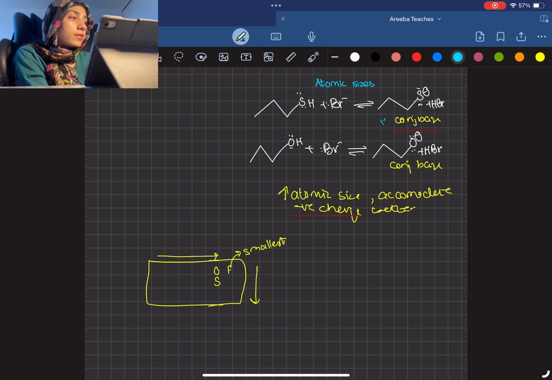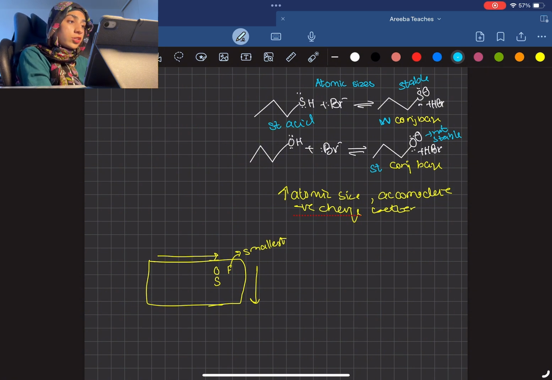So that means that in the above diagram, the one with the sulfur is going to be weak because the negative charge on sulfur is stable. If it's stable, it has low energy. It has low energy, it is weak. So this makes a strong acid. Similarly, this conjugate base is going to be strong because this structure is not stable in comparison to the one that's above. If it's not stable, it has greater energy. If it has great energy, it is a strong conjugate base. This is going to make a weak acid.